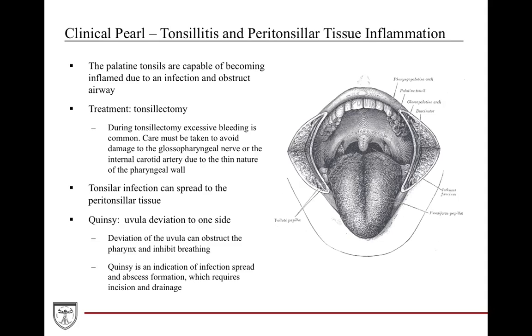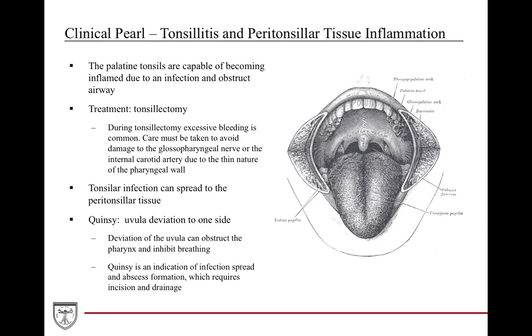However, during tonsillectomies, bleeding can be significant, so you have to make sure you avoid damage to the glossopharyngeal nerve when you're trying to control hemostasis. Especially the ICA is in really close proximity to the pharyngeal wall. You have to make sure that you don't, for any reason, injure that during your dissection.